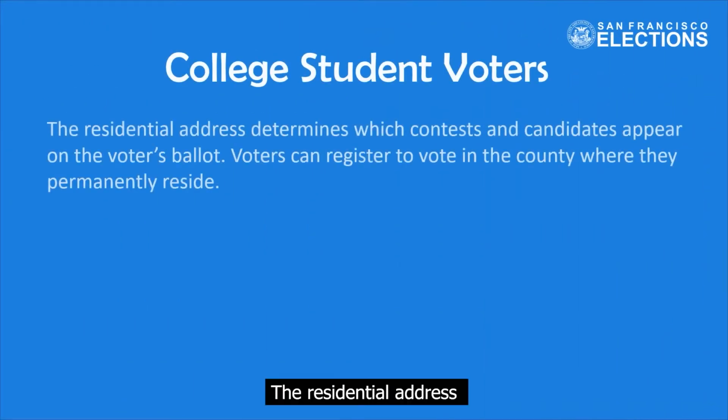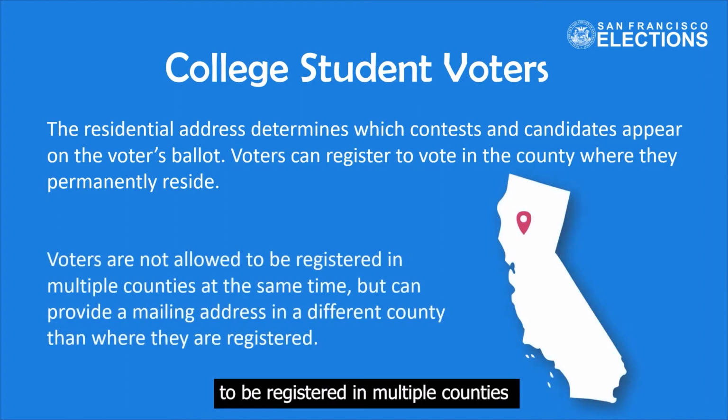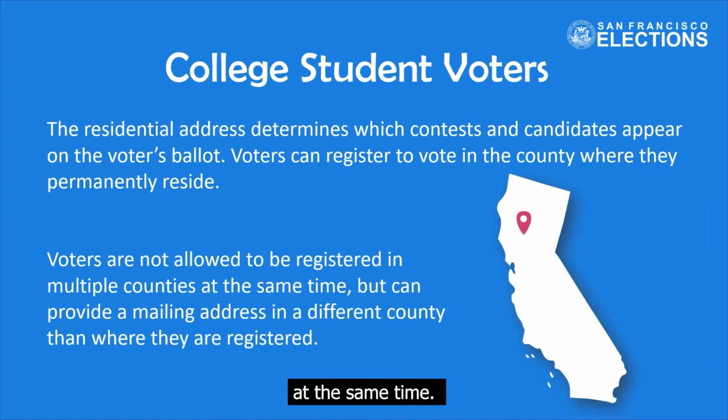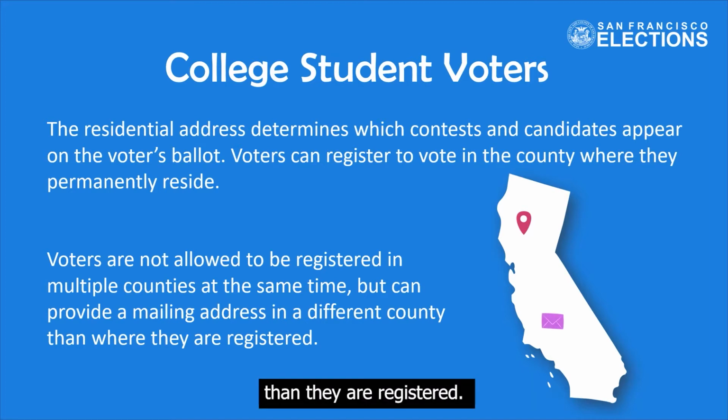The residential address where a voter is registered determines which contests and candidates appear on the voter's ballot. For example, suppose someone attends school away from home. In that case, they can register to vote in either the county where the school is located or the county where they permanently reside. Voters are not allowed to be registered in multiple counties at the same time. Still, they can provide a mailing address in a different county than they are registered.